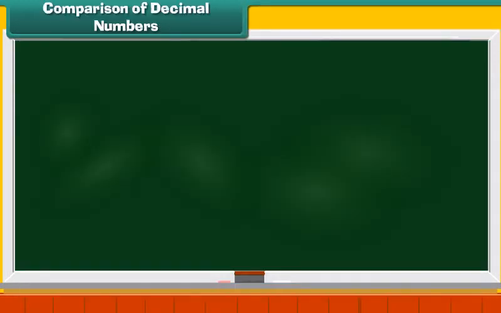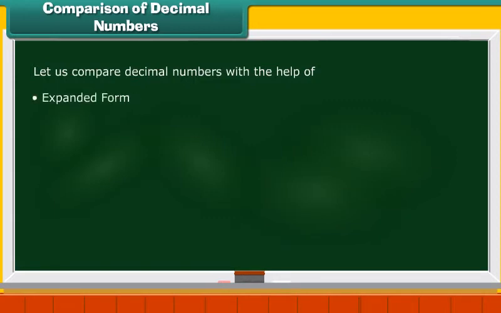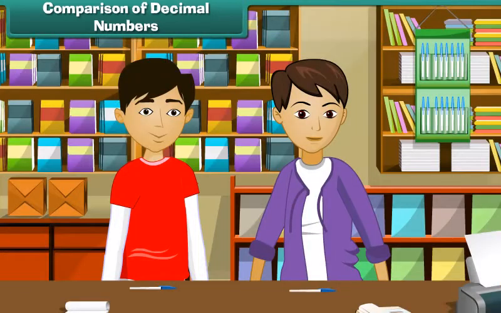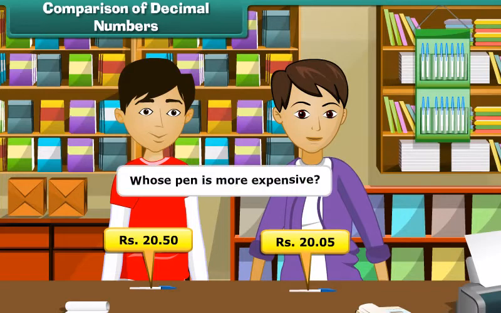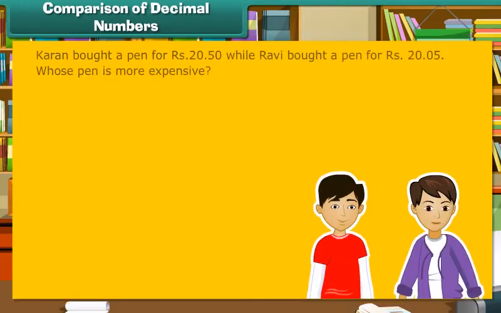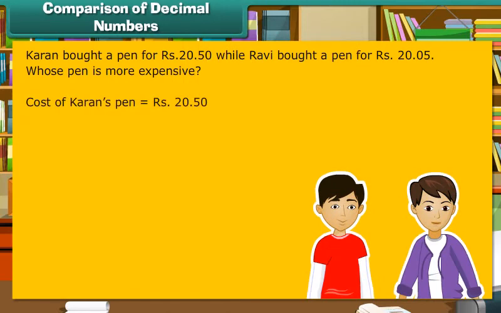Comparison of decimal numbers. To understand decimals better, we now compare decimal numbers with the help of expanded form, ascending and descending order. Let us look at some examples. Karan bought a pen for rupees 20.50, while Ravi bought a pen for rupees 20.05. Whose pen is more expensive? Cost of Karan's pen is equal to rupees 20.50.